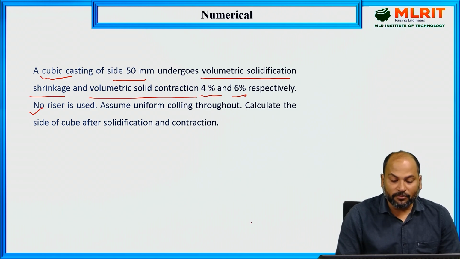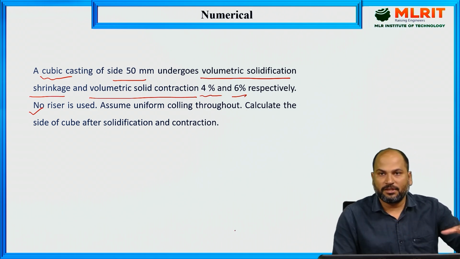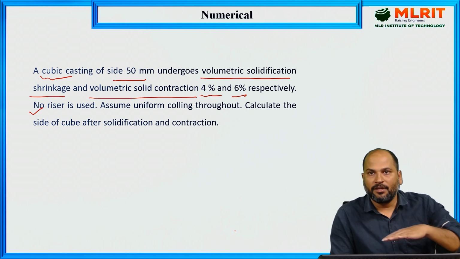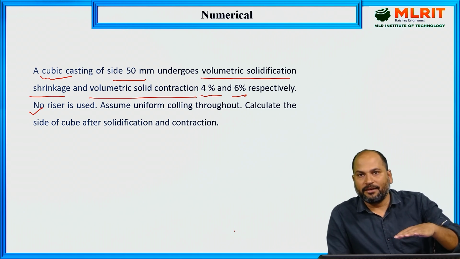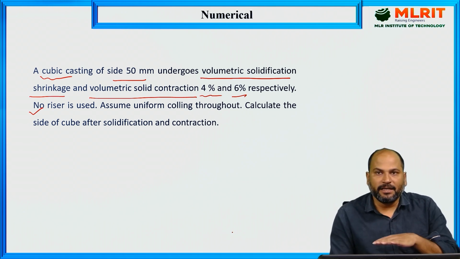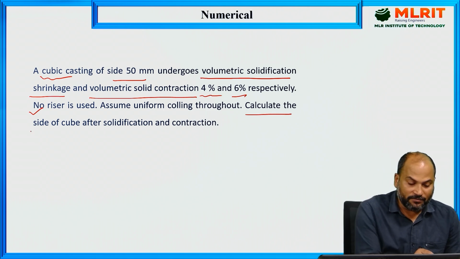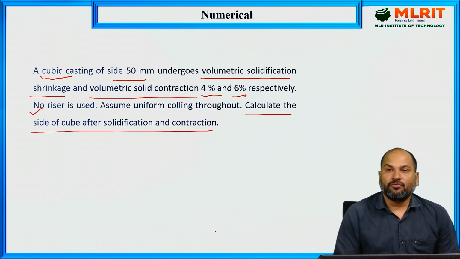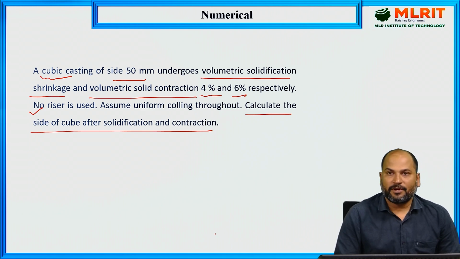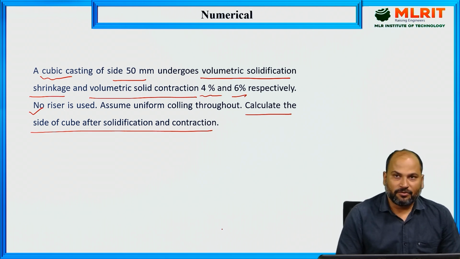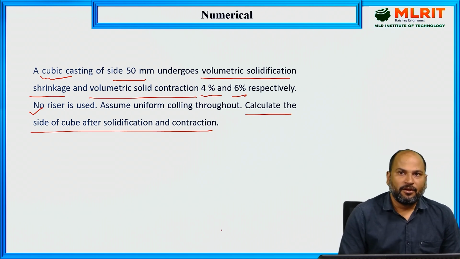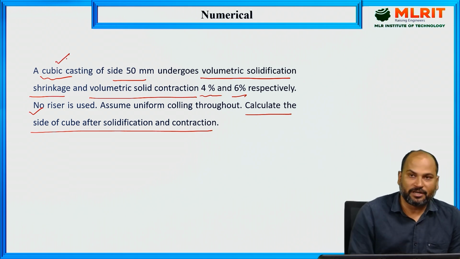Assume uniform cooling throughout the section, I mean the part where the phase transformation is occurring. It has been assumed that the heat dissipation is the same throughout. We have to calculate the final dimension of the side of the cube after solidification. This is a simple numerical. First, since this is a cubical shape, we know what the volume will be.